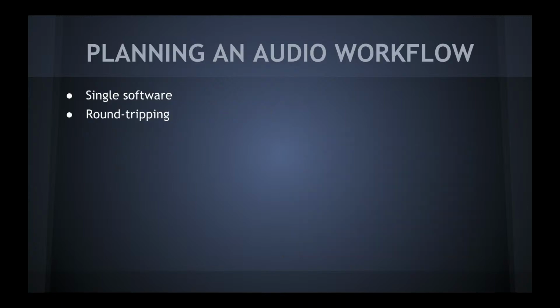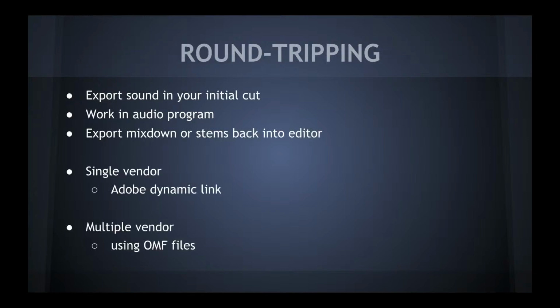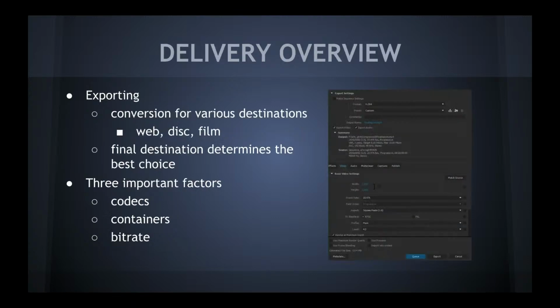Planning an audio workflow. Same idea, single software versus round tripping. Round tripping would be exporting your sound from your initial edit, working in an audio program, then exporting, mixing down, or bringing stems back into the editor. Single vendor would be Adobe Dynamic Link. Multiple vendor would be using OMF files, so you would do all that work and then try to bring that OMF into your editor.